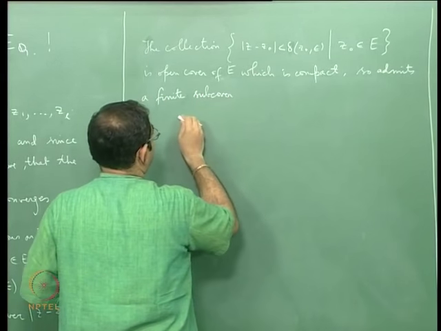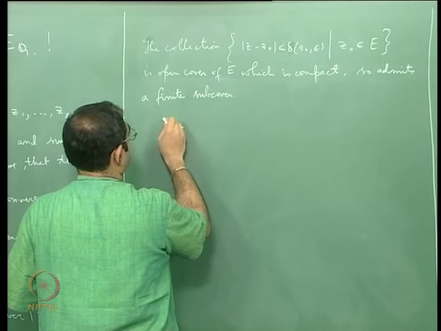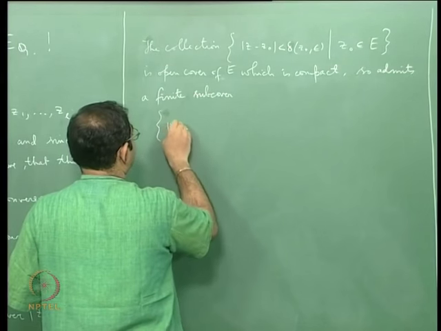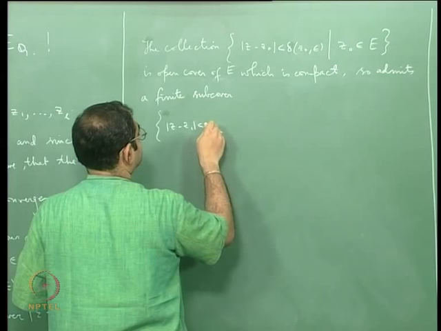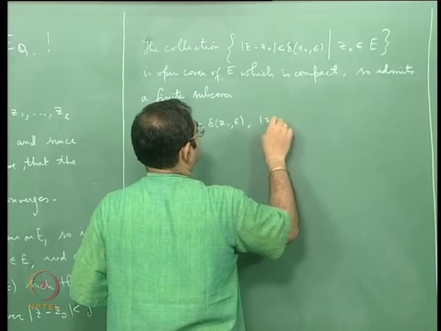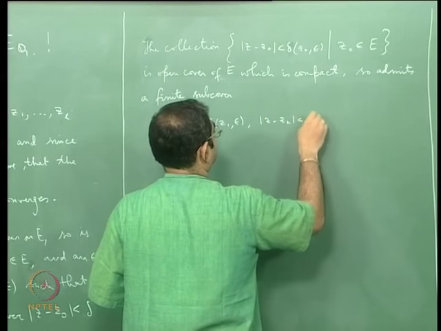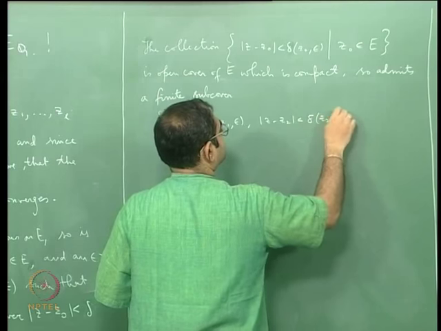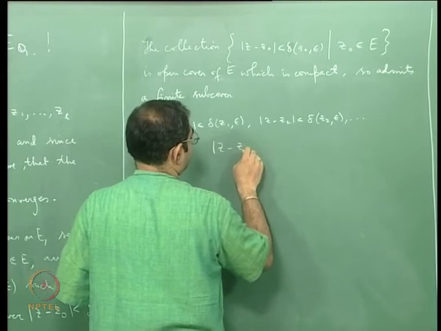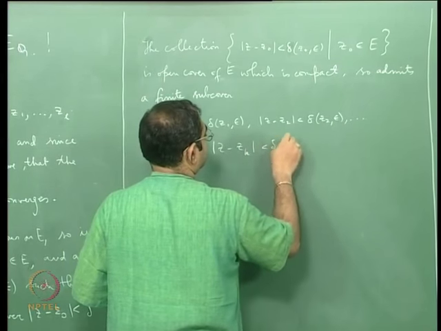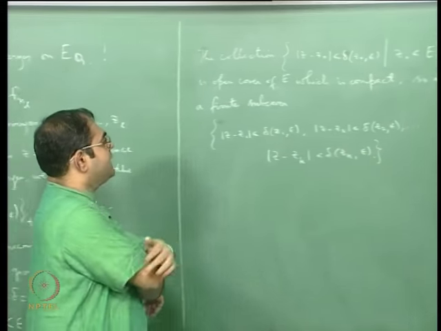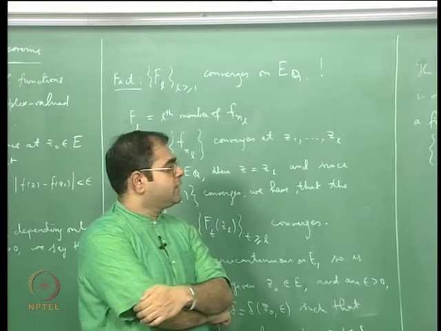So you will get the subcover, which will be given by |z - z1| < delta(z1, epsilon), |z - z2| < delta(z2, epsilon), and so on, |z - zk| < delta(zk, epsilon). So I get this subcover.